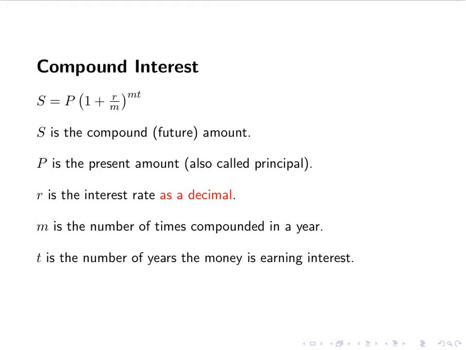And then lastly, T is the number of years the money is earning interest. So how long did you leave the money in the bank? There are 2 types of questions we can ask. What is the compound amount and what is the present amount? So we're going to start with the compound amount or the future amount.